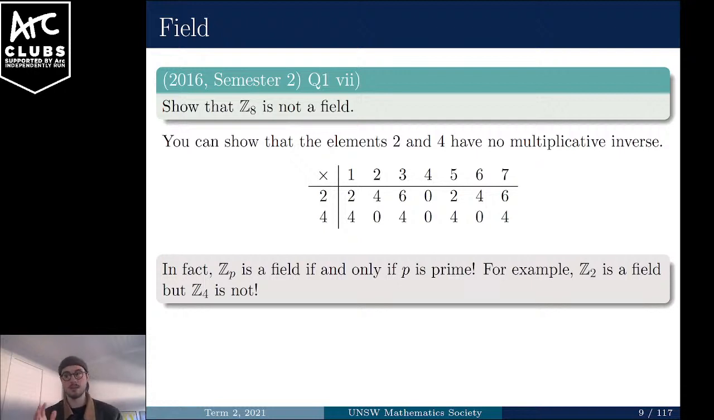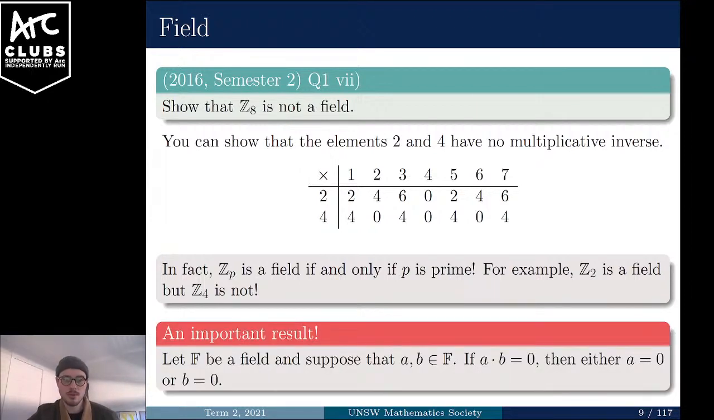Its only factors are 1 and itself. So the GCD of p and all the numbers in that set is 1, therefore all those elements are going to have multiplicative inverses guaranteed. So therefore we'll always have a field. So that's what this is. That's the backbone of what this is saying.